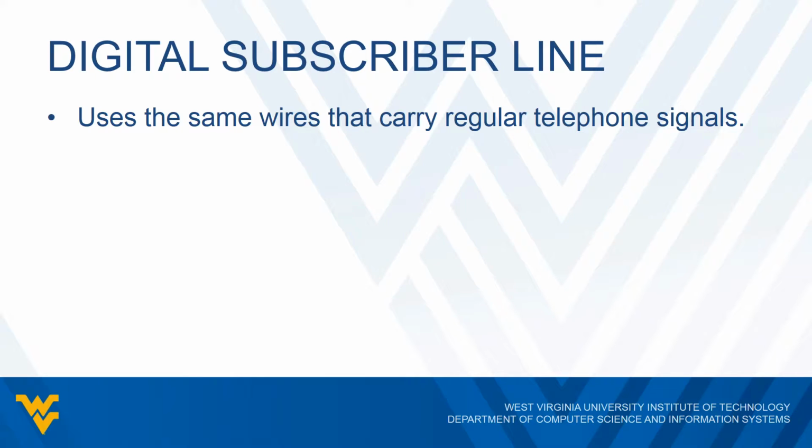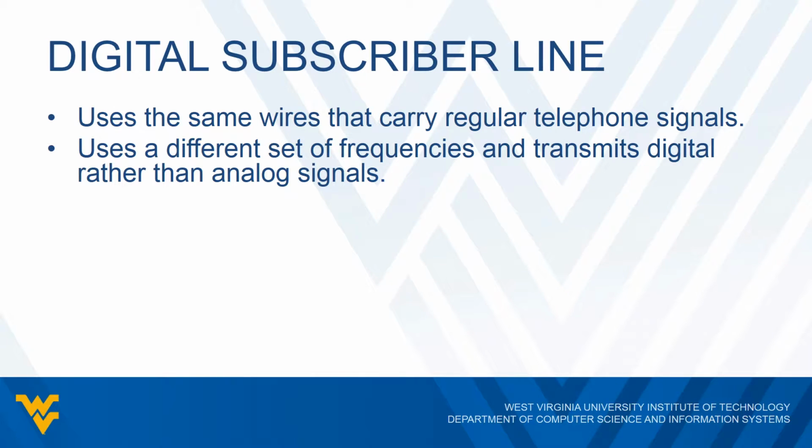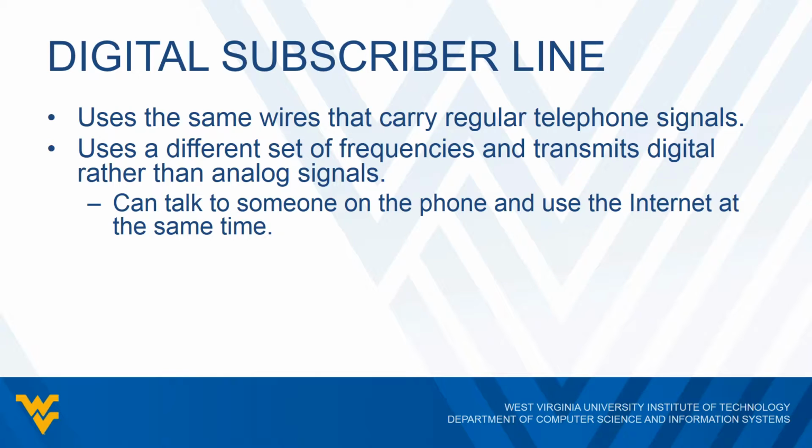Now, although it uses the same wires, a DSL signal uses a different set of frequencies, and it transmits digital rather than analog signals. Therefore, the voice traffic that's generated by talking with a friend on the phone doesn't interfere with going onto a website or using the internet at all. So you can talk to someone on the phone and use the internet at the same time.